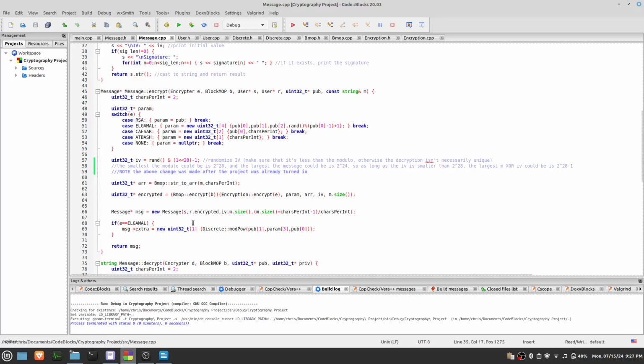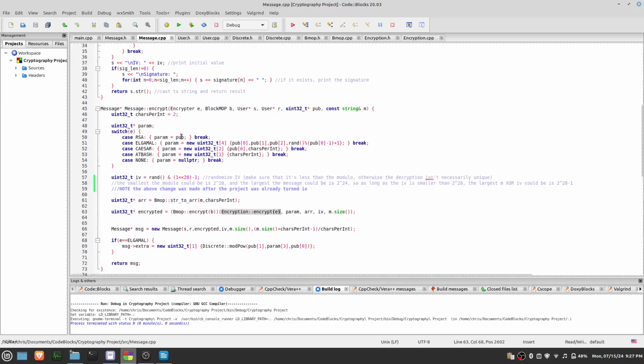So you generate functions from the block cipher mode of operation, and then use those to call upon encryption functions from the encryption.cpp, which we'll show very, very soon. But yeah, so we determine the parameters for those functions, given what method we're using. And we also determine the random value.